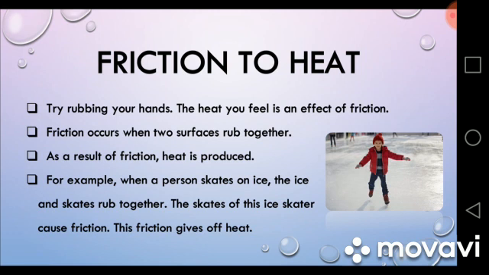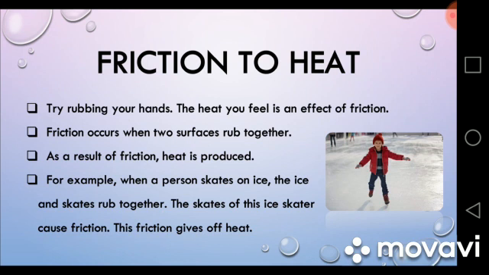Okay, rub your hands together for a while. Do you feel the heat? This heat is due to the friction. Friction occurs when two surfaces rub together, and as a result, the heat is produced. For example, when a person skates on ice, the ice and the skates rub together, and we know when two things are rubbed together, they create heat.